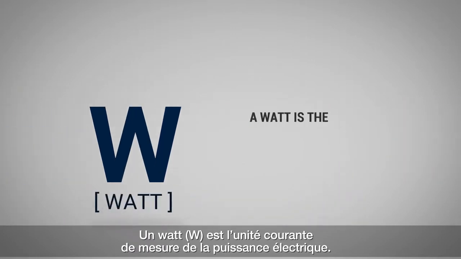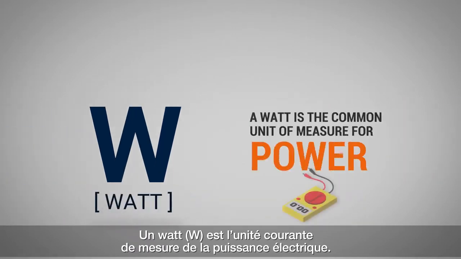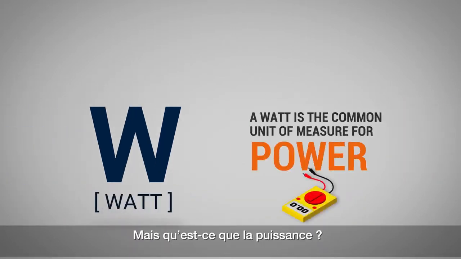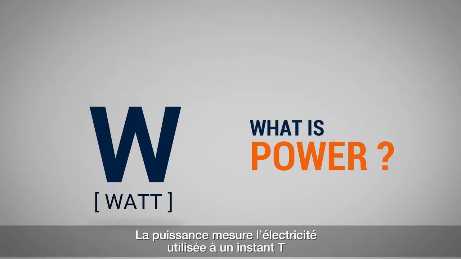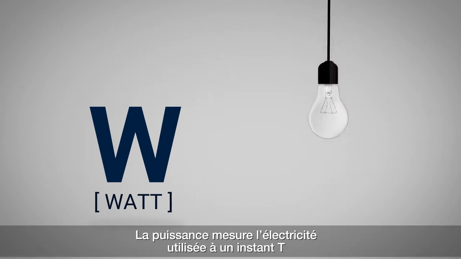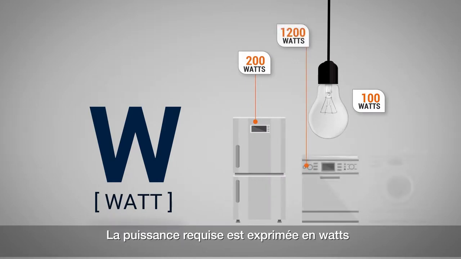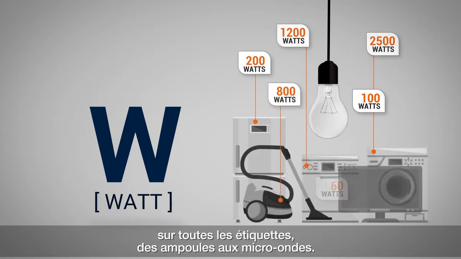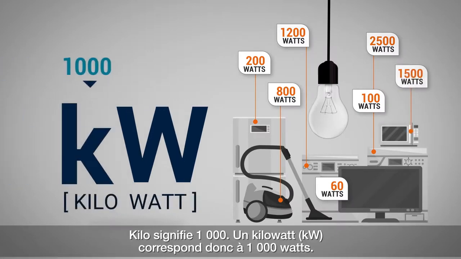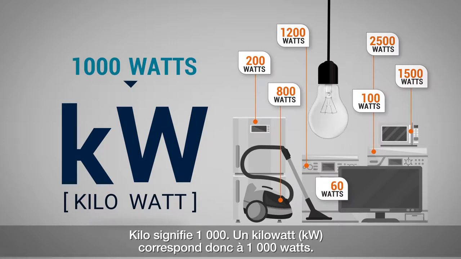A watt is a common unit of measure for electrical power. So if a watt is a measure of electrical power, what exactly is power? Power is a measure of the instantaneous electricity being used when you turn on any electrical appliance. You see power requirements called out in watts on labeling for everything, from light bulbs to microwaves. Kilo means 1,000, so a kilowatt is 1,000 watts.